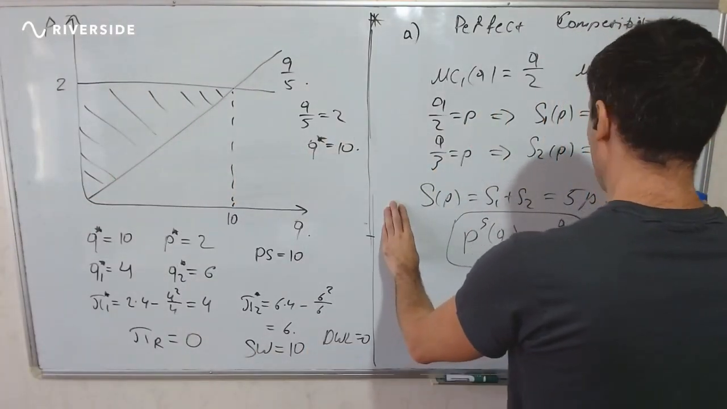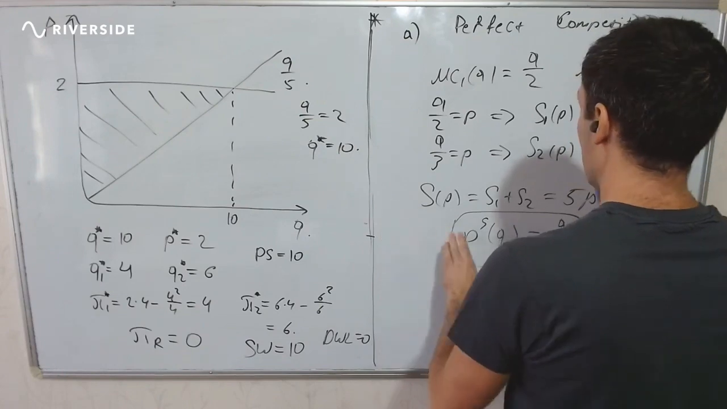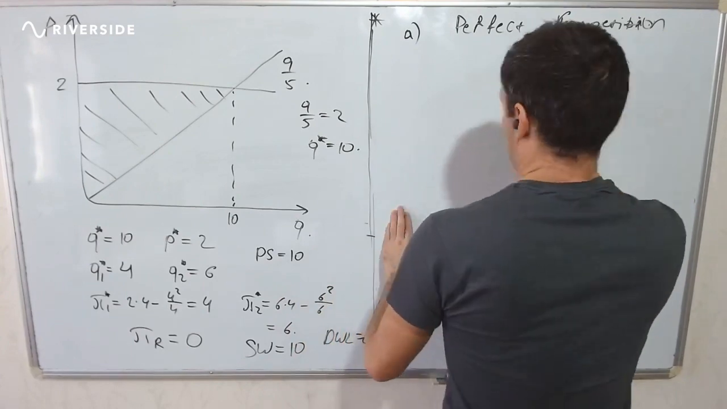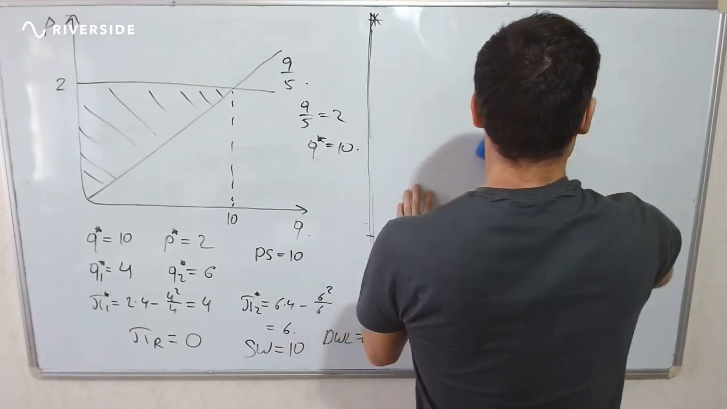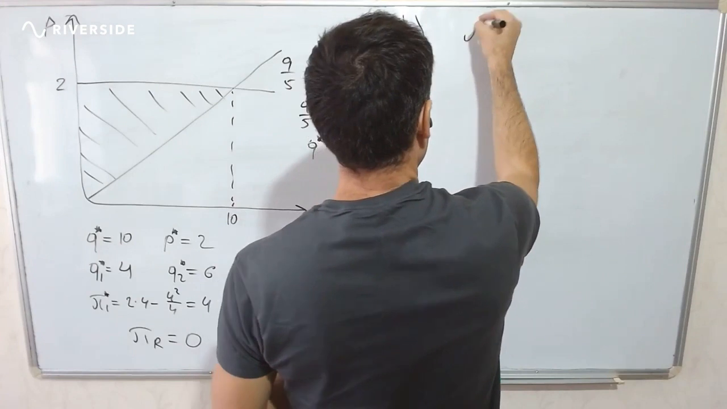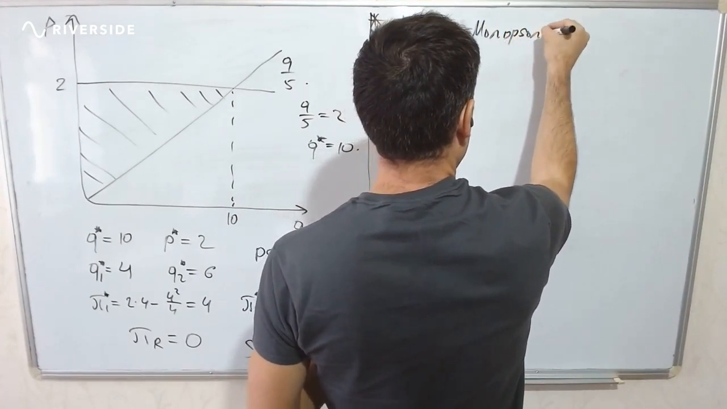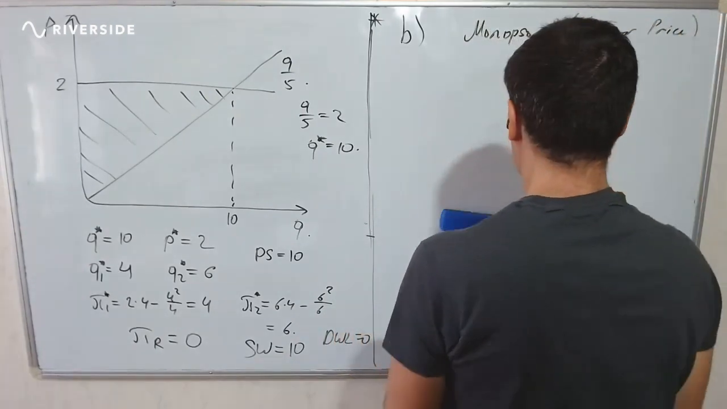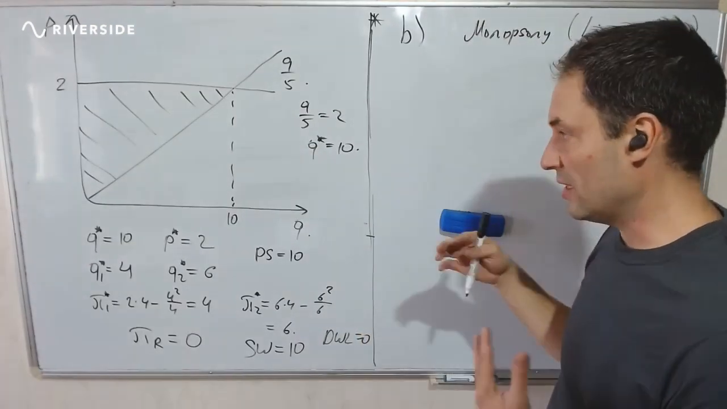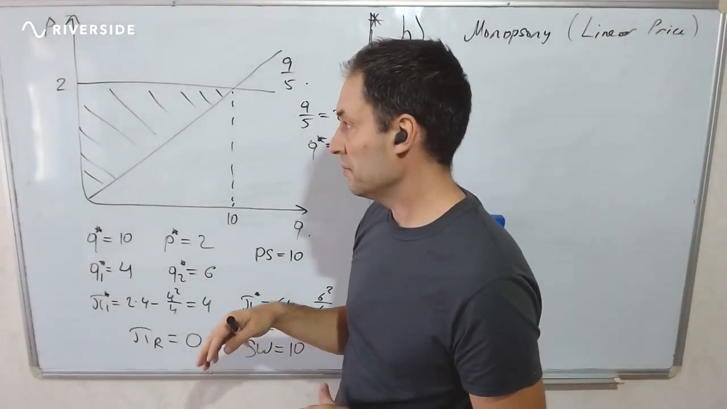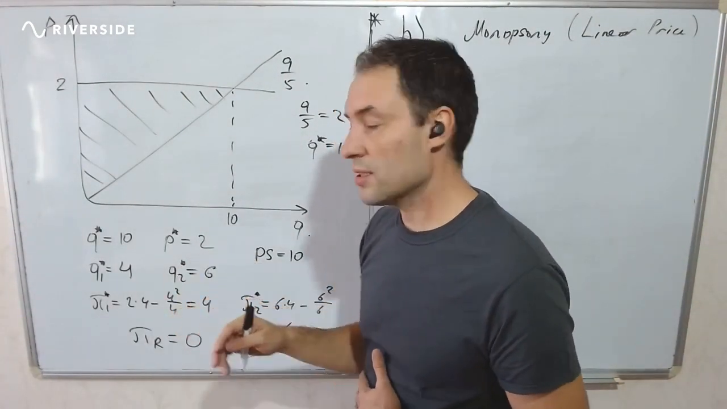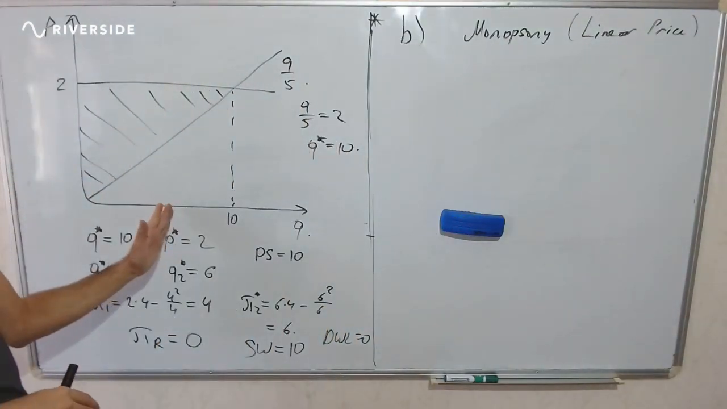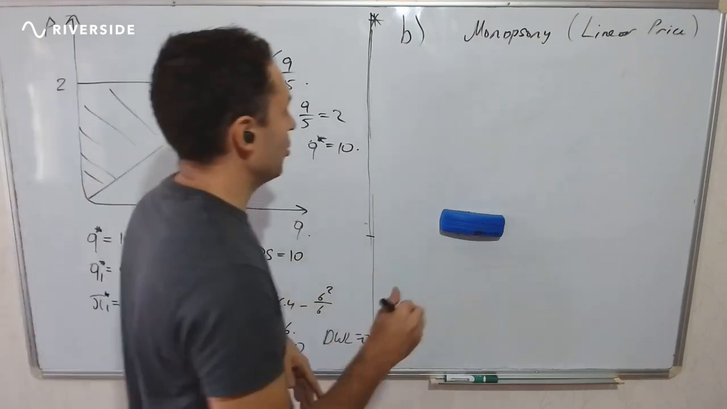Now let's solve part B. Okay, so that's monopsony with linear price. In this scenario, the monopsony does realize its impact on price. So if it decides to buy less from the suppliers, the price will drop, and the monopsony will be able to make some money.